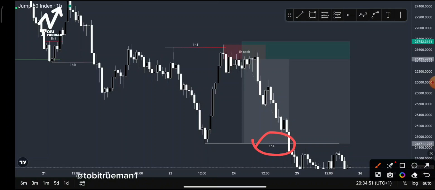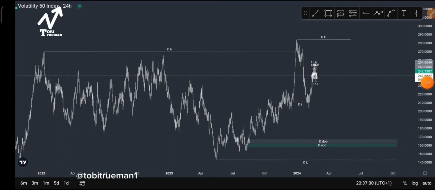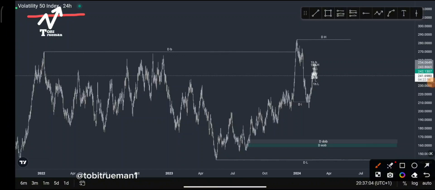Okay, I hope this is very, very easy. Now I'm going to give the last example. I hope you can see this now. Volatility 50 index on the 24-hour time frame. That's our higher time frame.